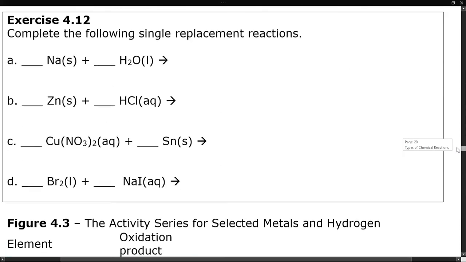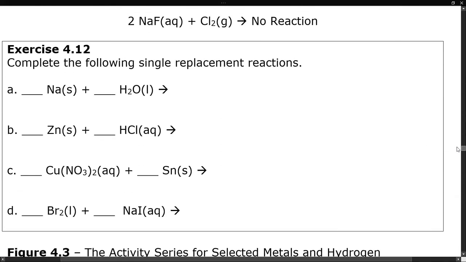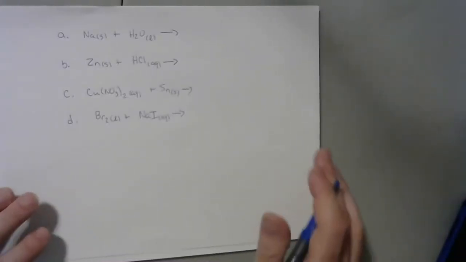So what we're going to do then is look at these single replacement reactions. All of these will occur according to the activity series. We just need to figure out the products, and then we'll talk about whether or not they will occur. So let's finish these single replacement reactions.